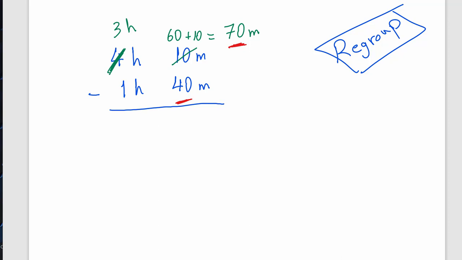Quickly, my hero. 70 minus 40 equals? So we have 30 minutes, and the hours. How 3? Because we have 3 hours, and down here we have 1 hour. So take away 1 hour from the 3 hours. Take away minus.